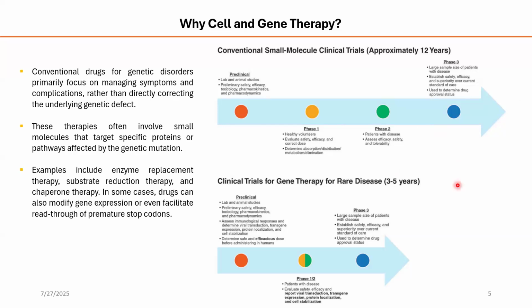In the case of gene therapy, there are only 3 phases, where you do the preclinical trials using lab and animal studies. Then you pool phase 1 and phase 2 into one phase, where you directly test it on patients with the disease. This is because these studies are done only on rare disease conditions, only certain diseases. So they do it directly on the patients with the disease. Then once the dosage and the phase 1 and 2 trial is done, they directly go to phase 3, where a large sample size of patients with the disease is tested.